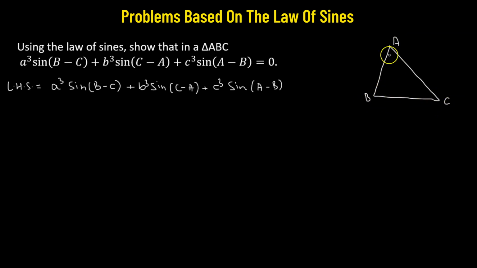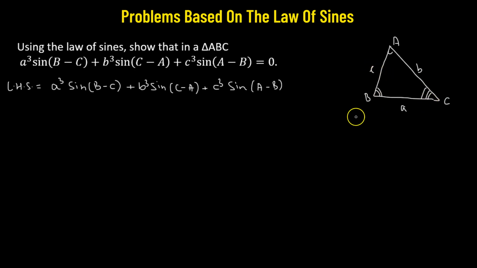The side BC, which is opposite to angle A, we're going to represent by the lowercase letter a. Then we have side AC, which is opposite to angle B. So let's represent it by the letter b in lowercase. And then we have the side AB, which is opposite to angle C. So we're going to represent it by the letter c in lowercase.